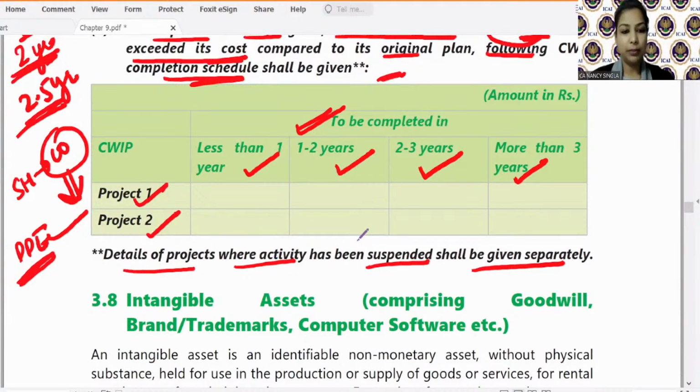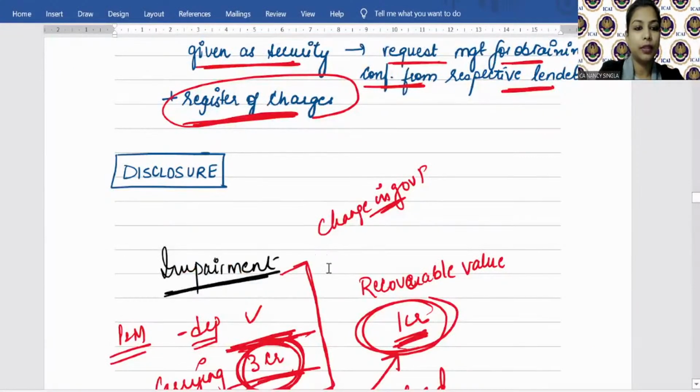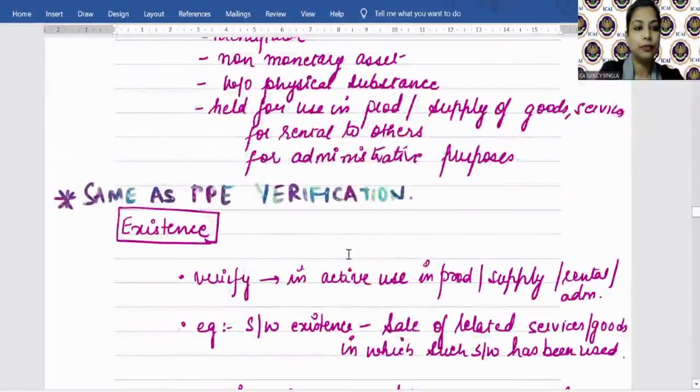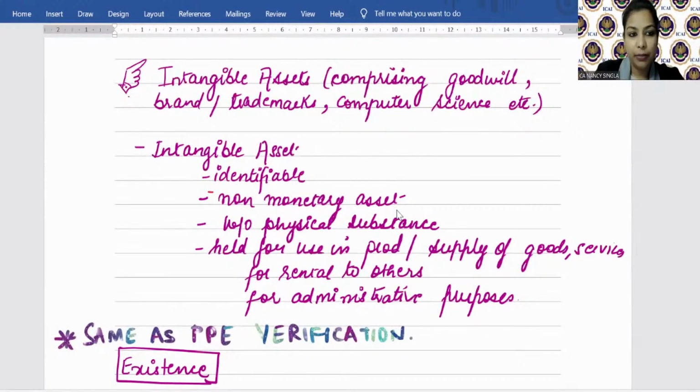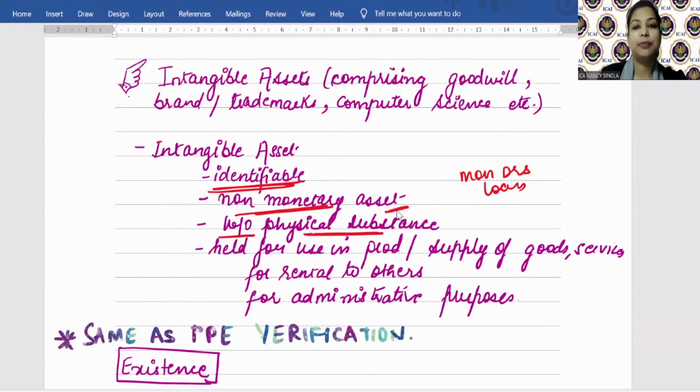so what are intangible assets? Intangible assets are identifiable assets. Identifiable, so it means that you can identify what revenue they are generating. Okay? Non-monetary assets. For example, which is your monetary asset? Debtors, from where you will receive the amount back. Your loans, right? These are non-monetary assets. Okay? Without physical substance, you cannot look, you cannot see them, you cannot touch them, right?